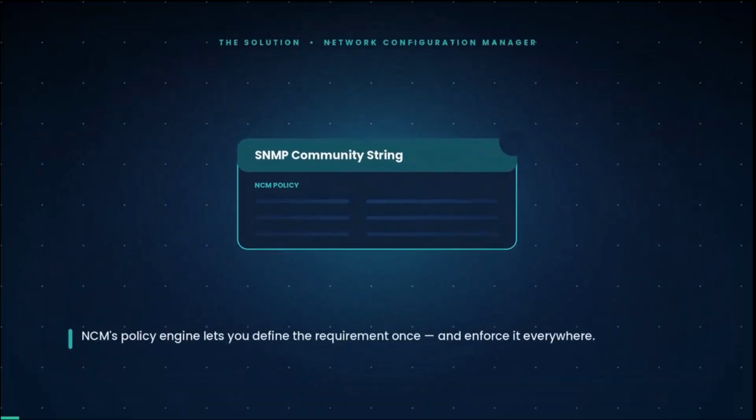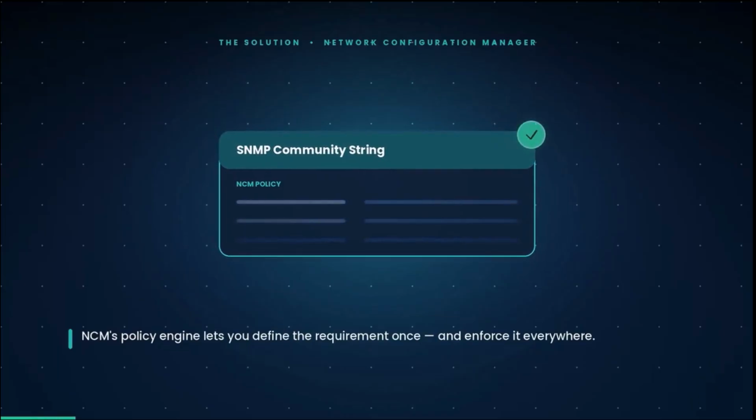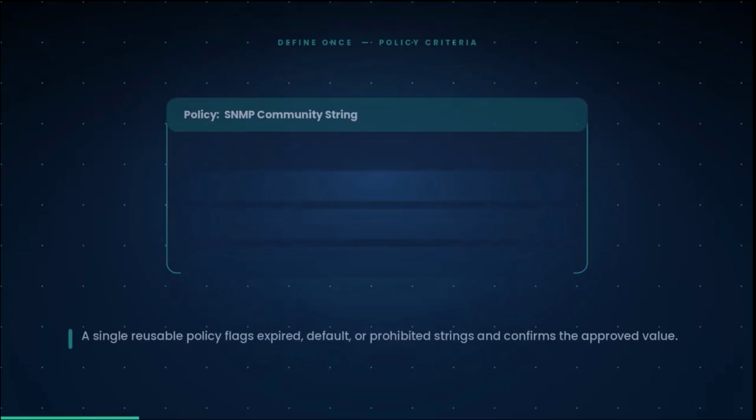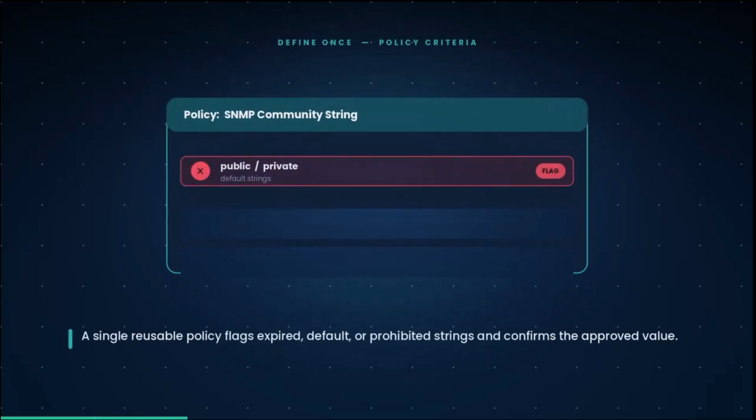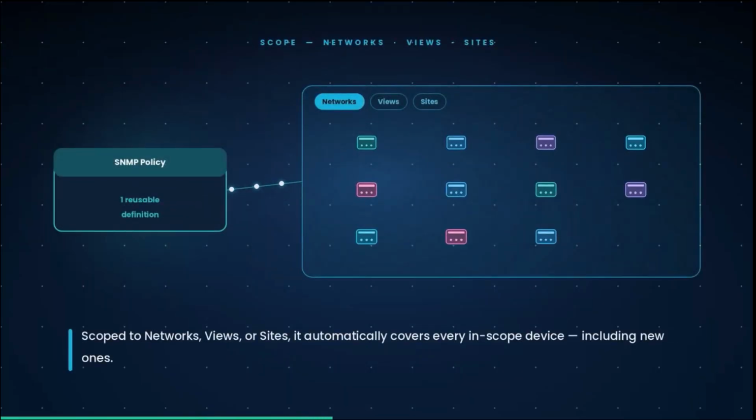NCM's policy engine solves this problem by letting you define the SNMP community string requirement once and enforce it everywhere. A single reusable policy flags expired, default, or prohibited strings and confirms the approved value, scoped to networks, views, or sites so it automatically covers every in-scope device.